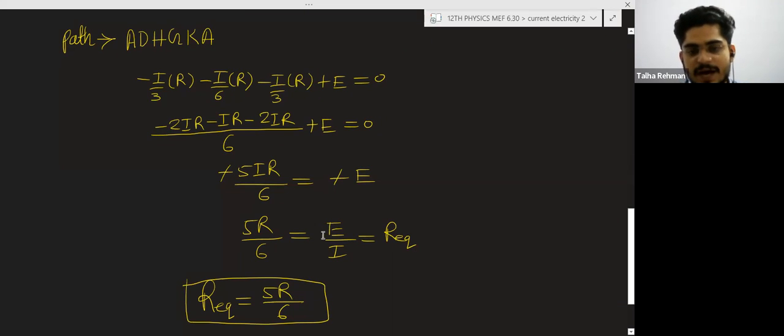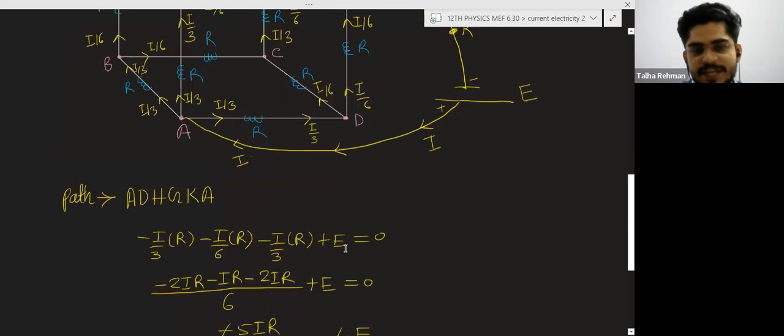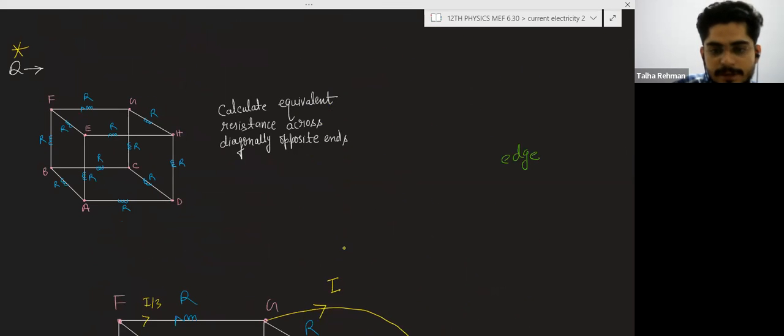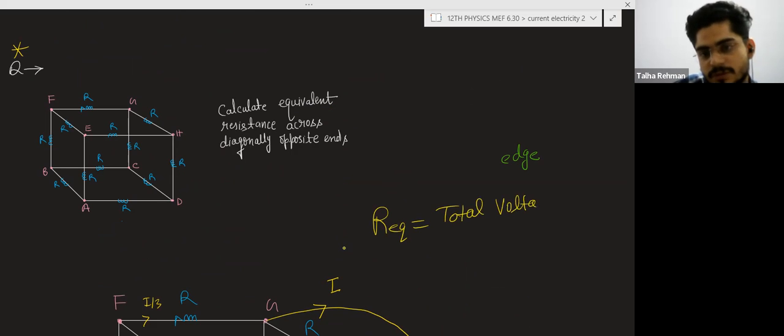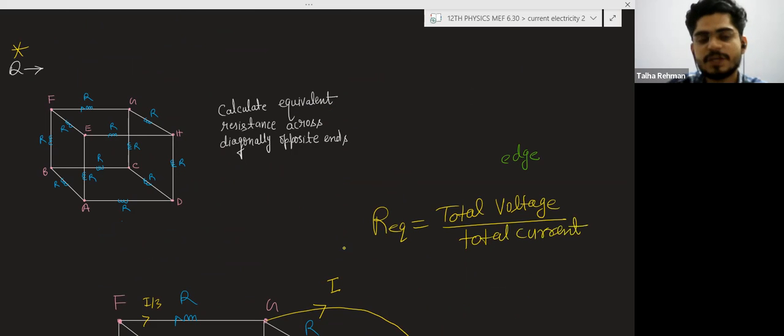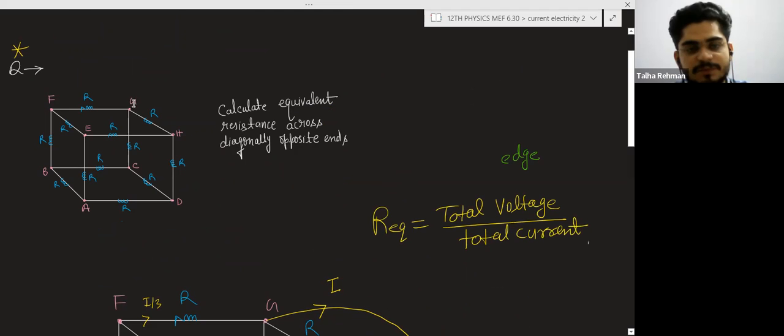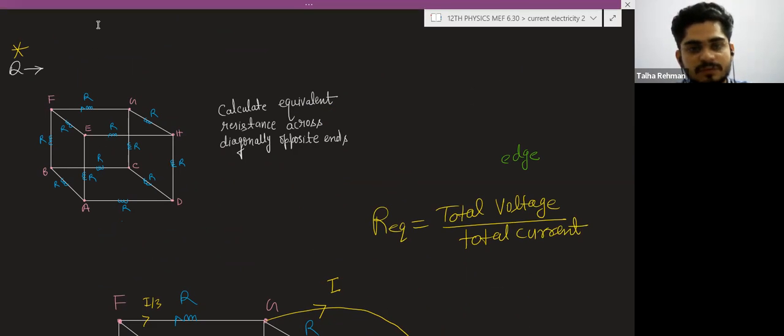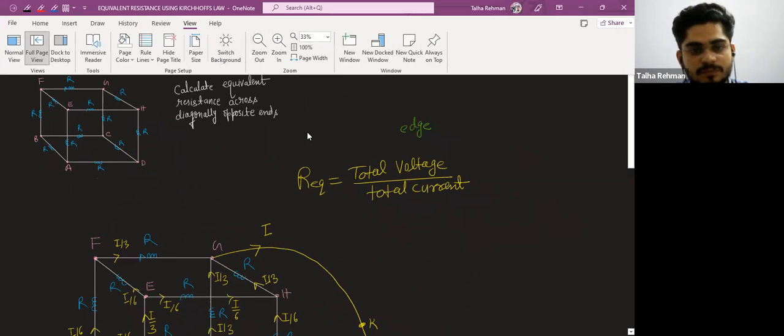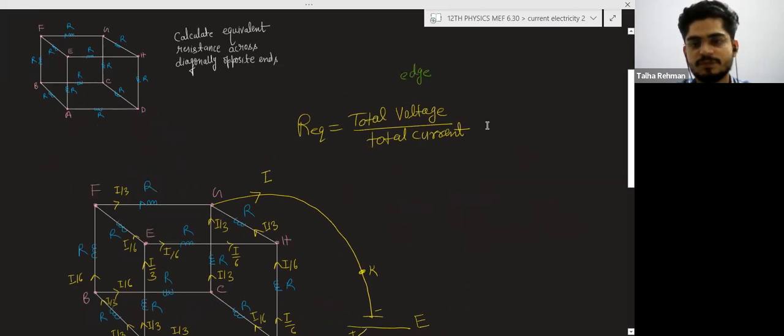How have I calculated it? R equivalent is equal to total EMF divided by total current. So right here, R equivalent is equal to total voltage divided by total current. In this way, you can find the equivalent resistance between G and A. Just note it down. All of you please note it down. This is the last question of KVL and KCL.